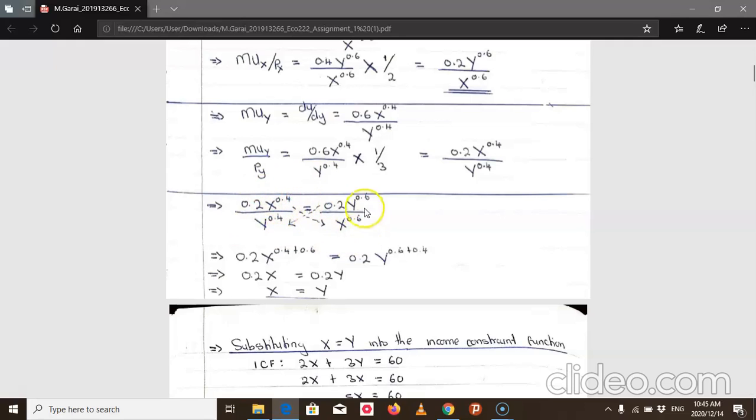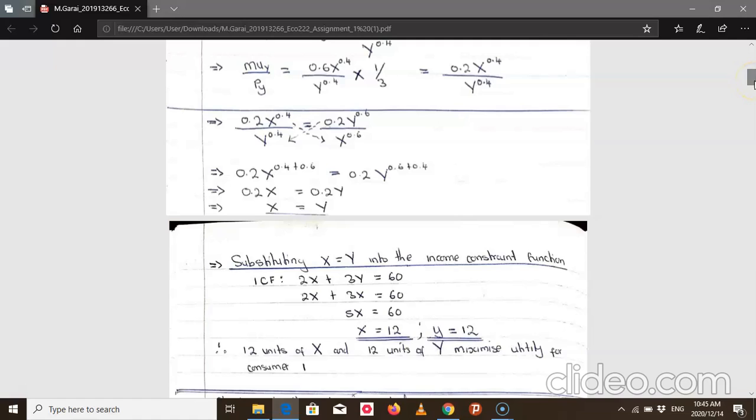To solve this, we cross multiply, right? So 0.2 x to the power 0.4 times x to the power 0.6. When the powers meet, they add, right? So x to the 0.4 and 0.6, and the y to the 0.6. This means x to the power 1 and y to the power 1 give us x and y, right? So we find the equation x is equal to y. So now we've got equation 1, right? And then we go back, we've got this equation and the one for the income constraint function, this one. And then we substitute the value of x or y into this equation. And then we find x equals 12 and y equals 12.